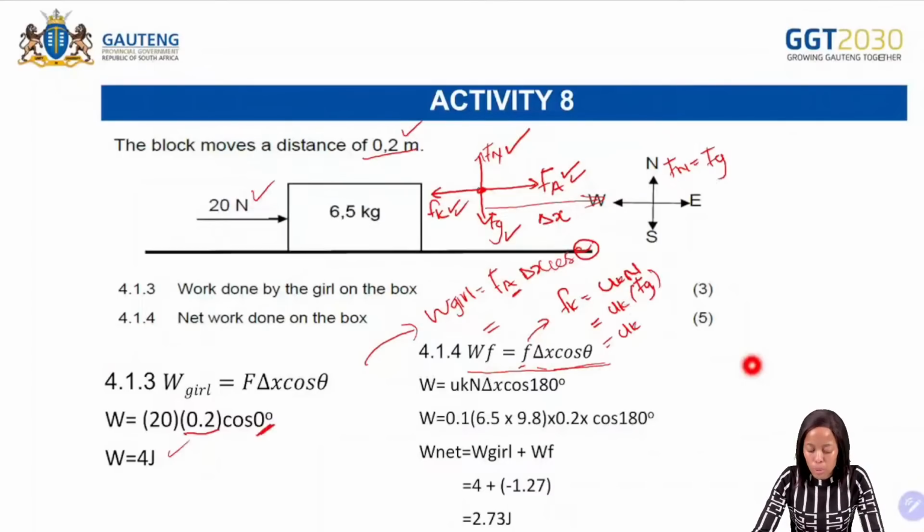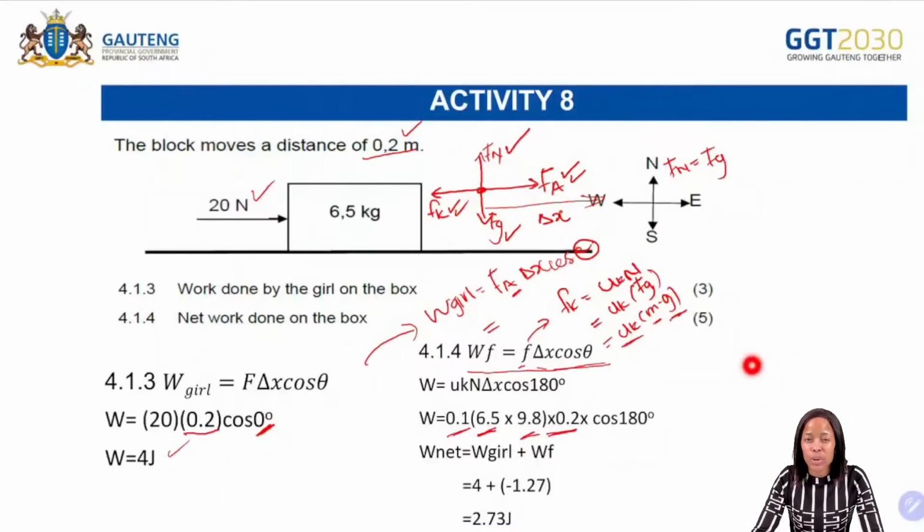So therefore mu k, when we break it down, it becomes what? Mass times the gravitational acceleration. So now it means that we can substitute the coefficient, which was given as 0.1. We can substitute the mass of the box, which was what? 6.5. Gravitational acceleration constant, which we can get on the data sheet, and then we can substitute the distance, which is 0.2.